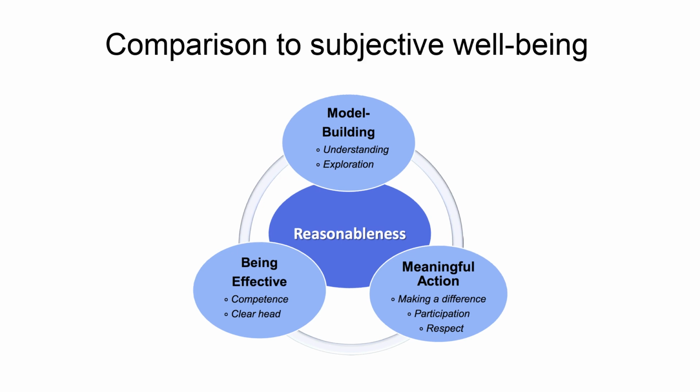Reasonableness shares some themes with subjective well-being, including emphasis on positive and negative affect and quality of life. However, whereas SWB addresses self-directed feelings, RPM also considers the contexts that foster reasonable behavior and improve relationships between people.